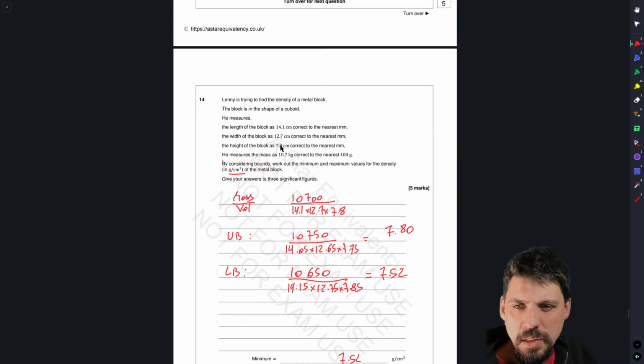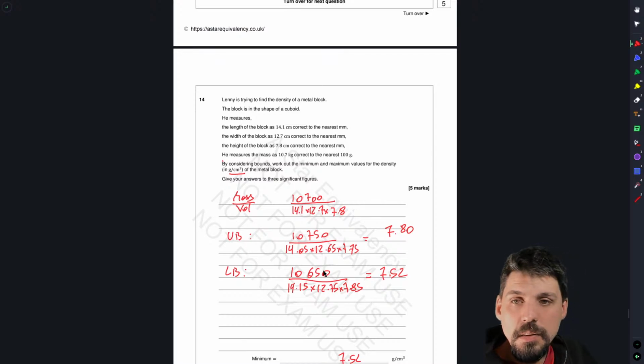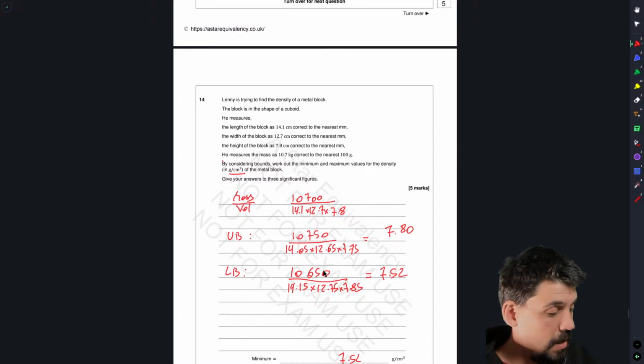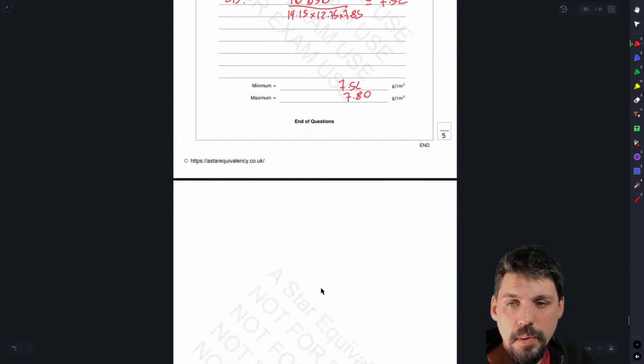Let's just make sure. So 7.8 centimeters, 7 centimeters and 1 mil. So if I want to go up, it's 7.7, 7.85, 7.75, 12.75, 12.65, 14.15, 14.05. The numbers look like they make sense, but let's plank them out again quickly. 10.7 kg is 10,700 grams. I'm going with it. 7.80. Right, I'm going with it. All right.